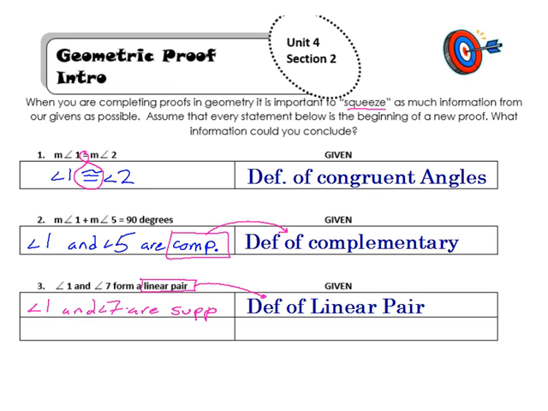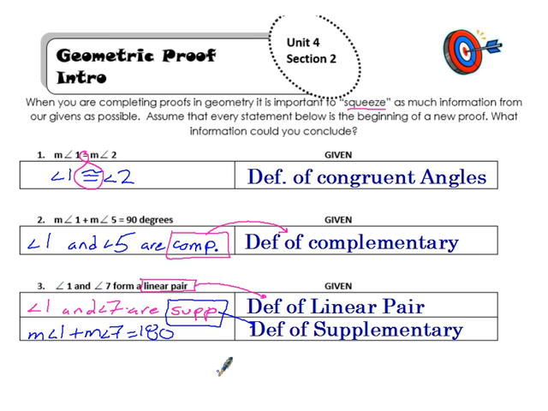Now if you notice, we also used another vocabulary word, supplementary. So now if I know two angles are supplementary, what can I say about those two angles? I can say that those two angles add up to equal 180 degrees. Why? Because that's the definition of supplementary. So anytime you see a vocab word, there's a really good chance you're going to see definition of whatever that vocab word is to help you with your reason.